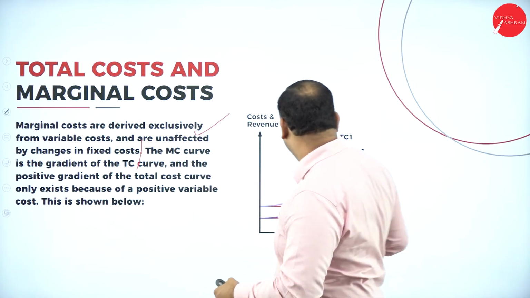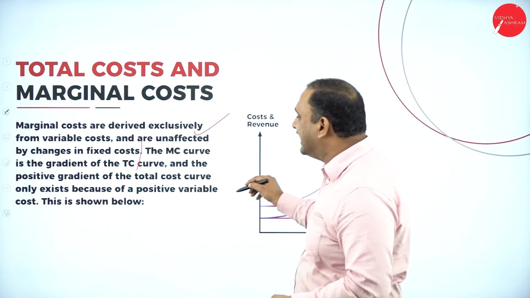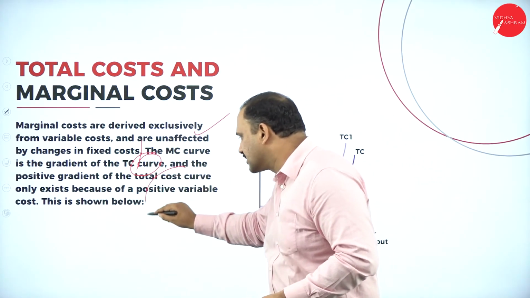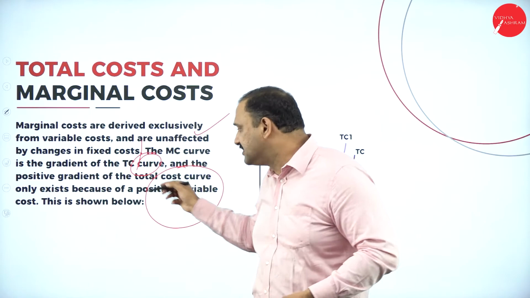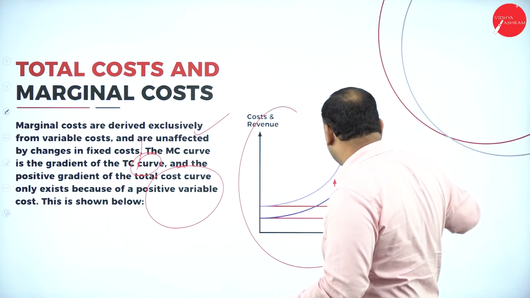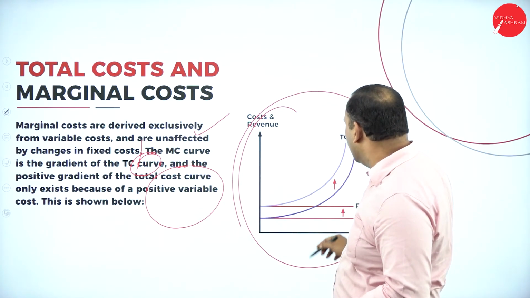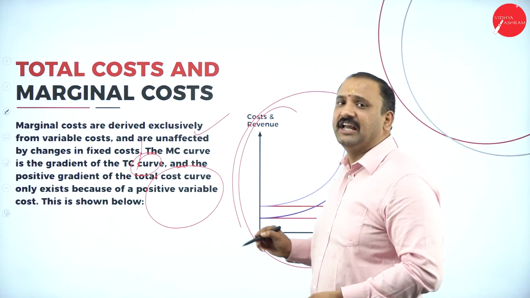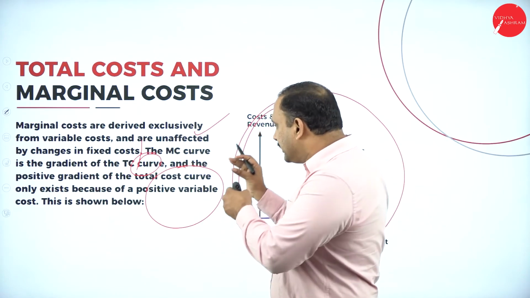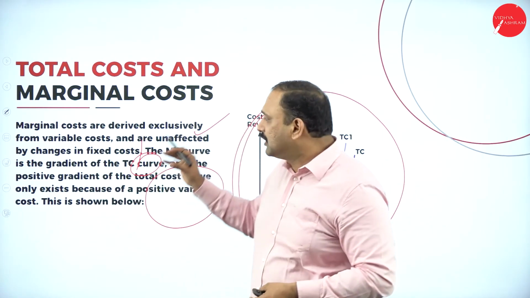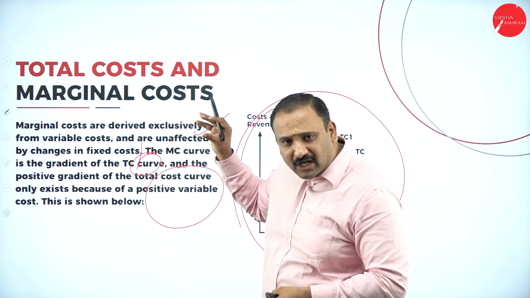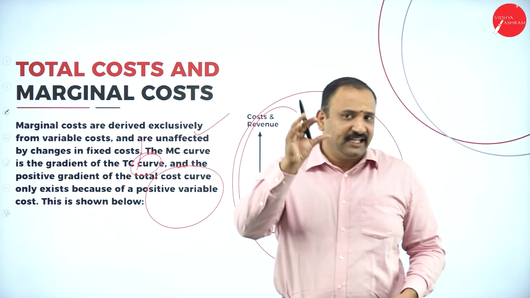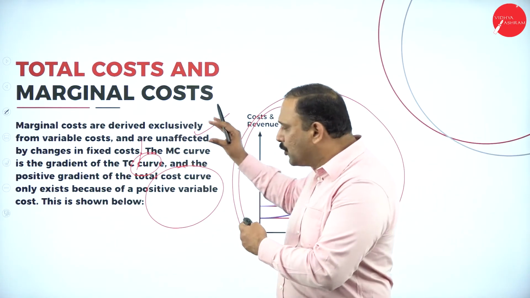The MC curve that you are able to see here is the gradient of the total cost curve, and the positive gradient of the total cost curve exists only because of a positive variable cost. This is shown below. If you look at the graph here, you will see a positive gradient altogether from the fixed cost. So the factor here is that the total cost and the marginal cost are an exclusive factor that one has to understand in terms of ongoing production cycles.